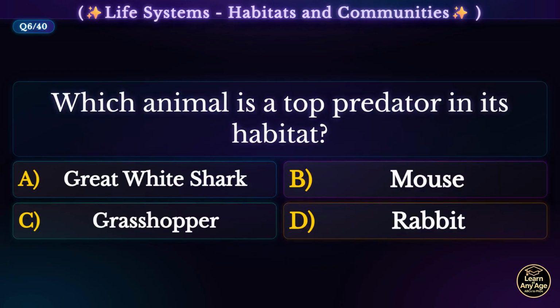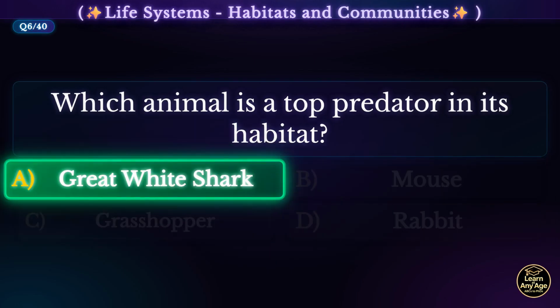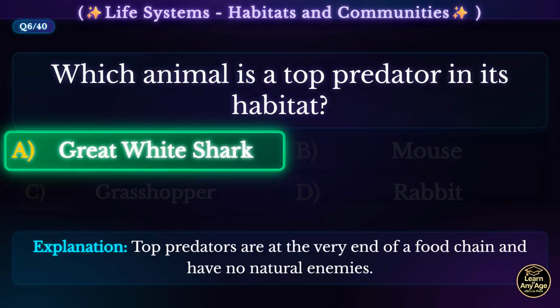Which animal is a top predator in its habitat? Great white shark, mouse, grasshopper, rabbit. Great white shark. Top predators are at the very end of a food chain and have no natural enemies.